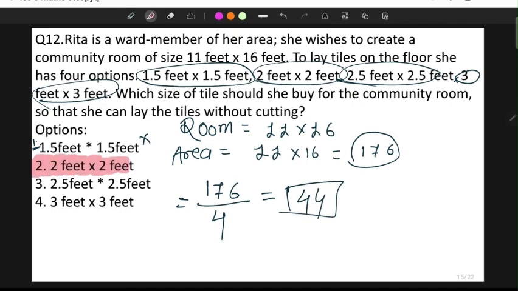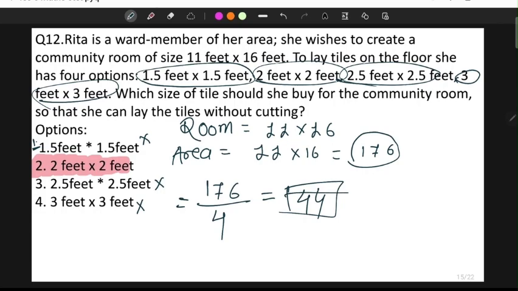If you see the other options as well, if we divide 176 by 2.5 into 2.5, the answer is going to come in points. So here again we have to cut the tile. If we divide 176 by 9, again the answer is going to come in points, so again we have to cut the tile. So only for 2 into 2 feet, that is when we divide the given area by 4, we don't have to cut the tiles because the answer is not coming in points. It means we don't actually have to cut the tile. So this is the correct answer.